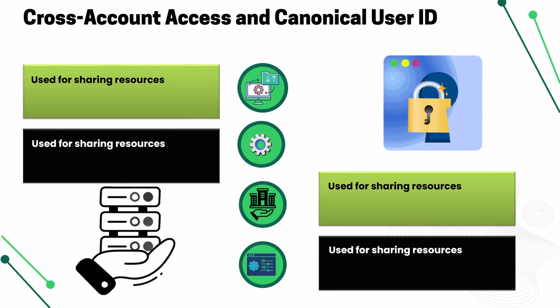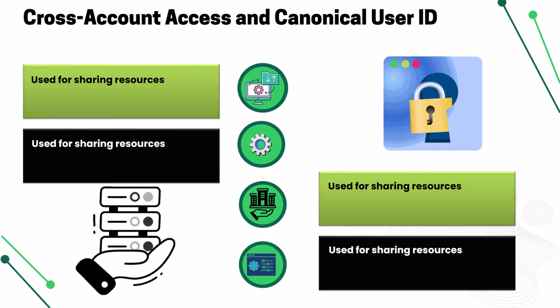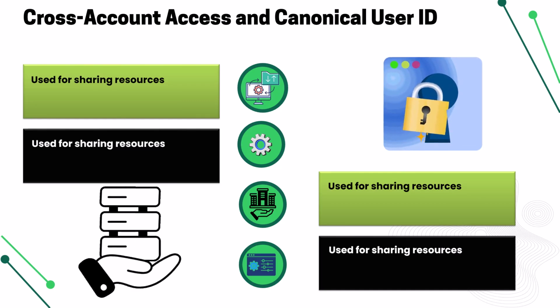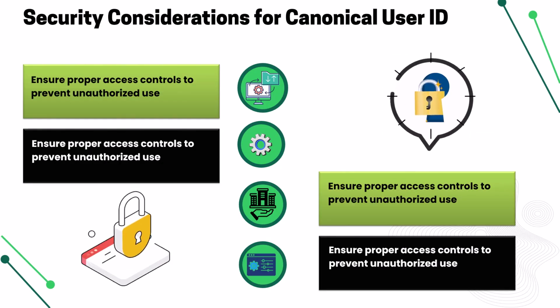Finally, let's talk about cross-account access. The Canonical User ID helps share resources securely, manage permissions, and ensure smooth AWS collaboration. Without it, working across accounts would be like passing notes in class. Risky and unreliable.